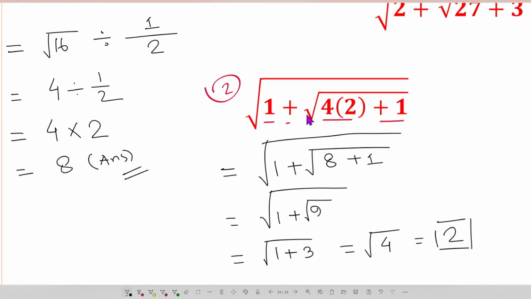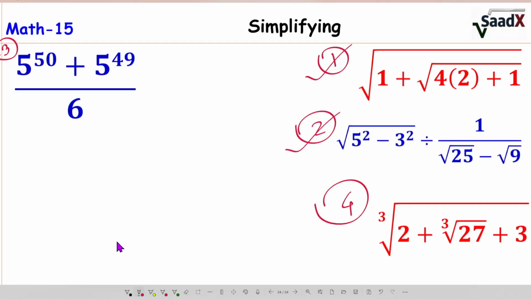Look, it looks a little bit complex, but once you try to solve step by step you will get the right answer very smartly. So 2 is our answer. So number 1 and 2 done. Number 3. Here is 5 to the power 50 plus 5 to the power 49, divide 6. So in this kind of scenario we have to think deeply. This 5 to the power 50 plus 5 to the power 49 has some relation.